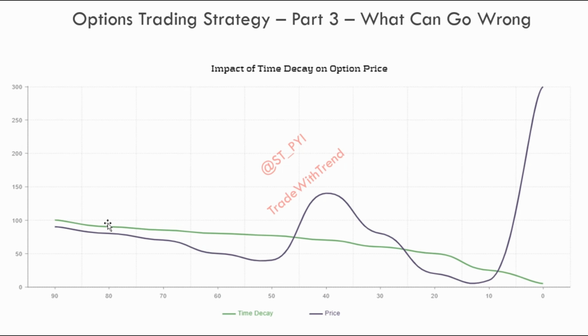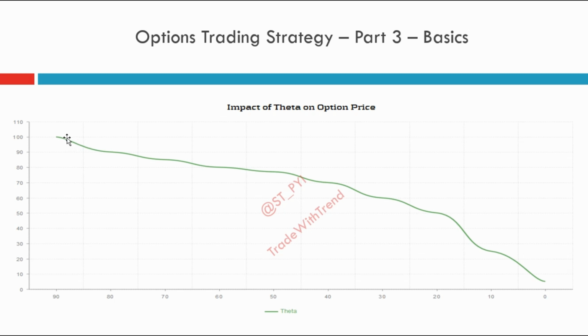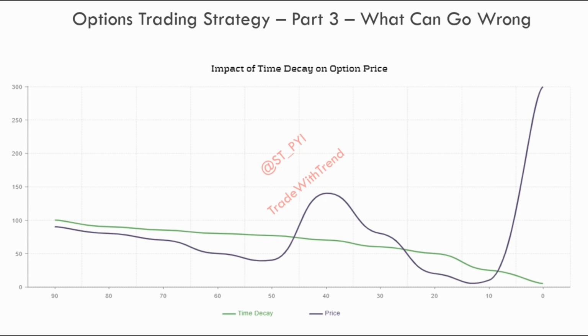Now, this is the same chart with the option price plotted. What this chart tells you is that yes, over a period of time, option value decreases and it goes towards zero. What this chart does not tell you is that as the option is moving towards zero, at times these events happen when the option moves from 40 to 150, or it even moves from 4 to 300.